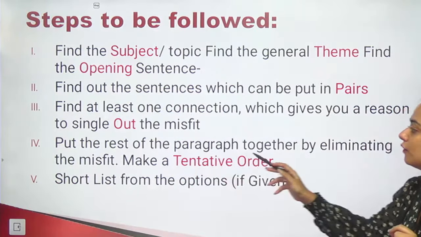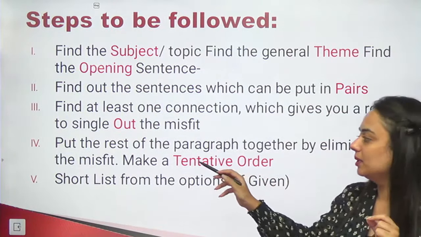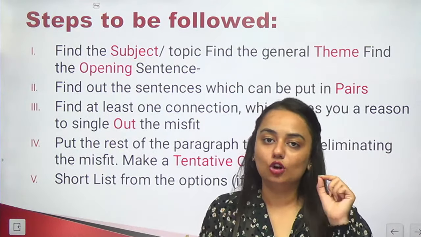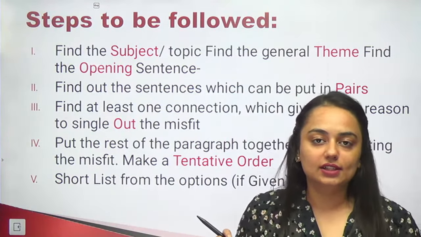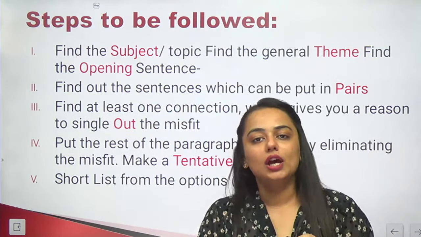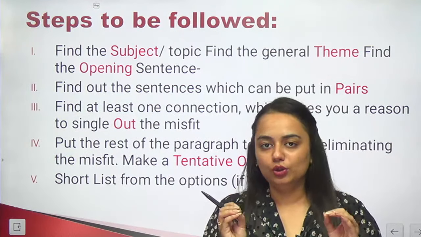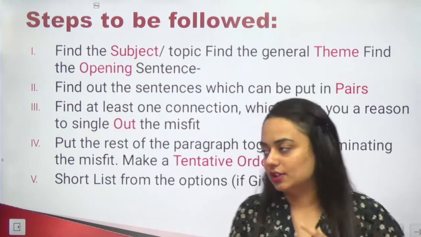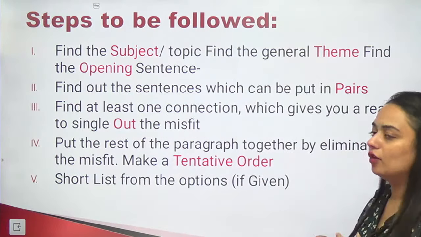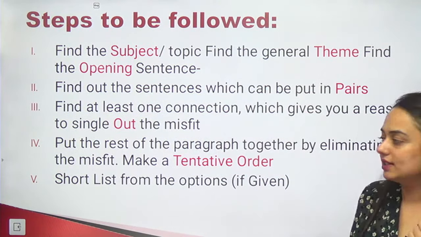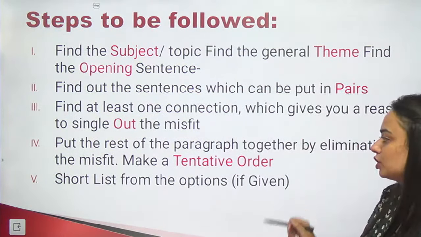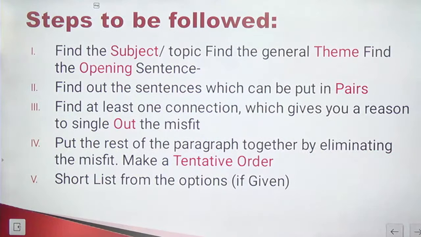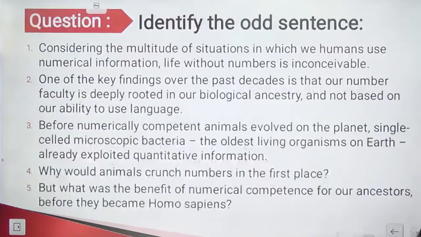Then put the rest of the paragraph together by eliminating the misfit. By now you must have guessed that one particular sentence or option which is not gelling with any other sentence. Try to remove it and then have a look at the rest of the sentences again. Now if you think yes, it is a cohesive passage, it is a coherent one, then your answer is right. So the next step is to make a tentative order of the remaining sentences and then shortlist from the options. Now you've guessed one option, try to tally it with the given options. Alright, so let's see if you can do it now.